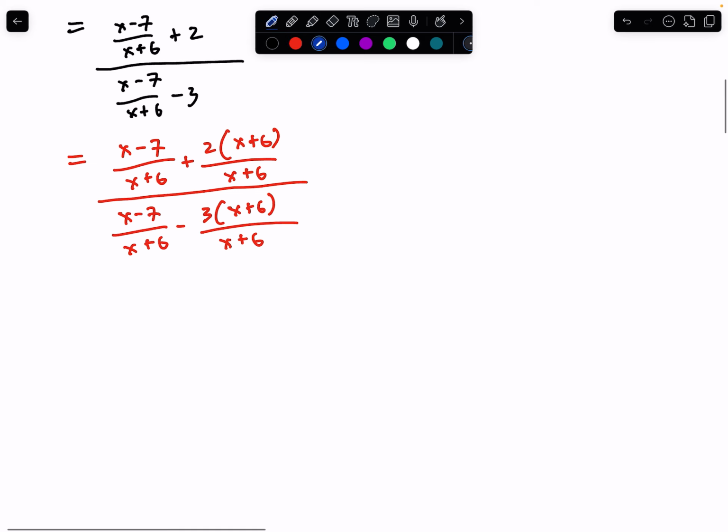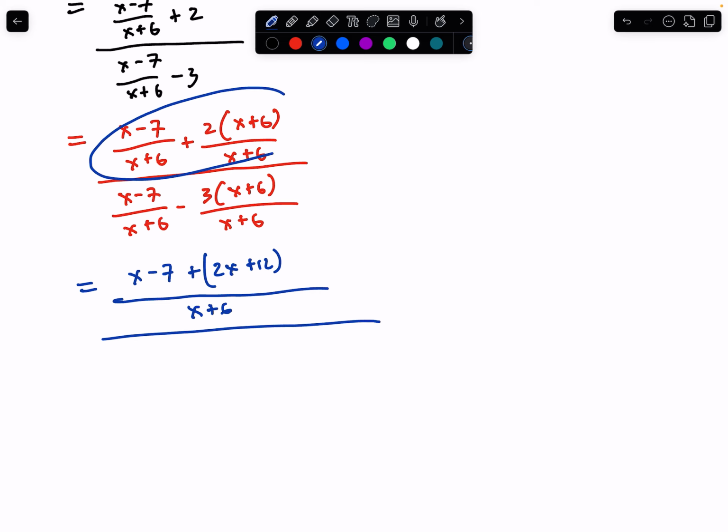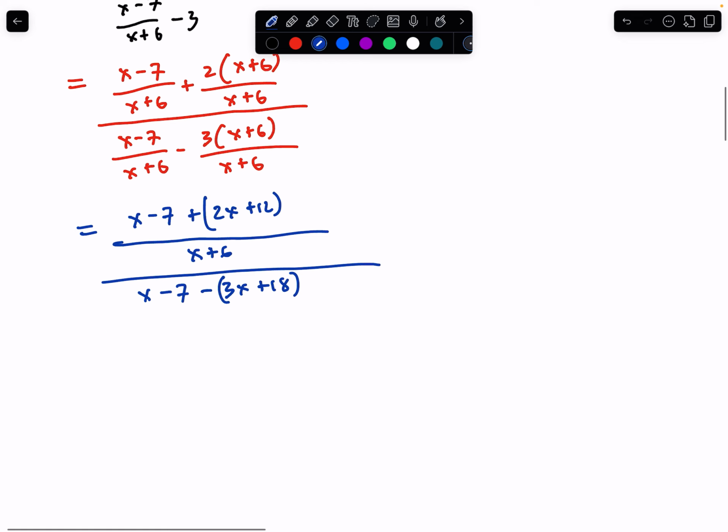Okay, now we combine like fractions. That's x minus 7 plus 2x plus 12. Keep it in parentheses. Over x plus 6. That takes care of this part. And then the bottom one is x minus 7 minus 3x plus 18. That's over x plus 6 as well.